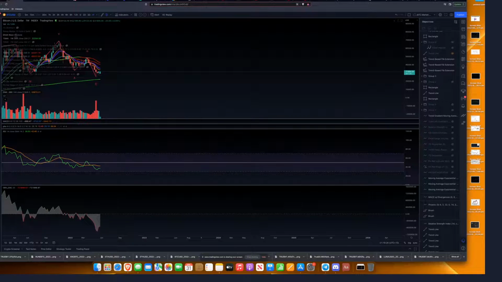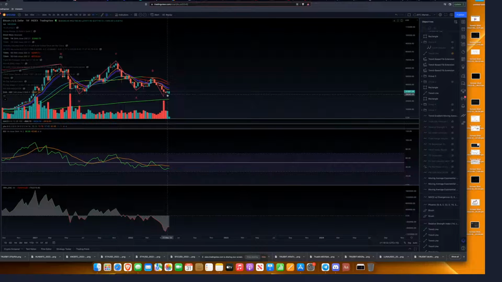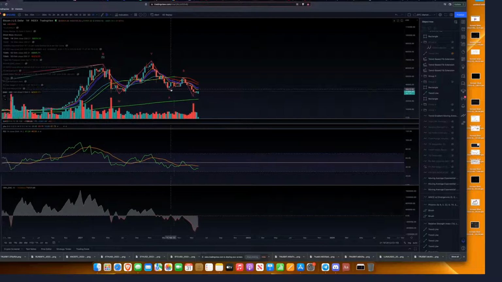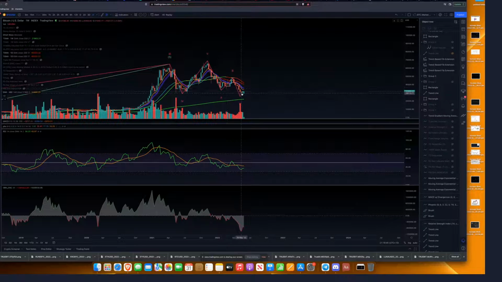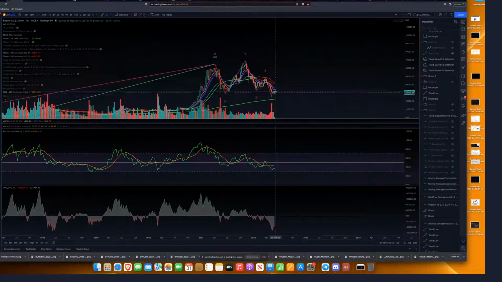On the weekly, we had one already. This week has turned green. So we have 1, 2, 3, 4, 5, 6, 7, 8 red candles before we got the green. So this is our first green candle, and chances are we'll have more. But you can see that this moving average band is going to act like our first resistance here.